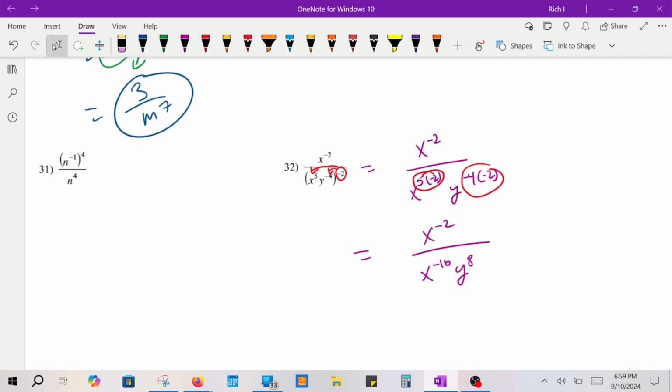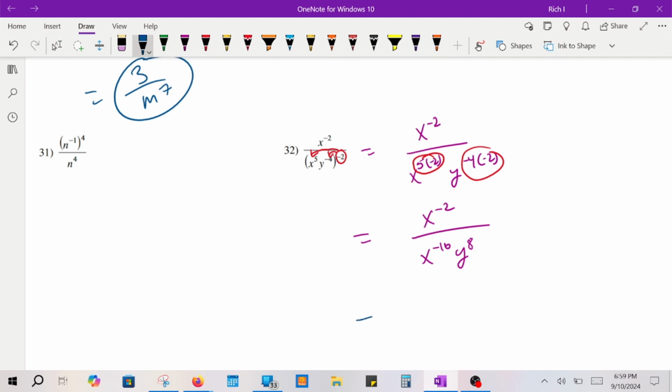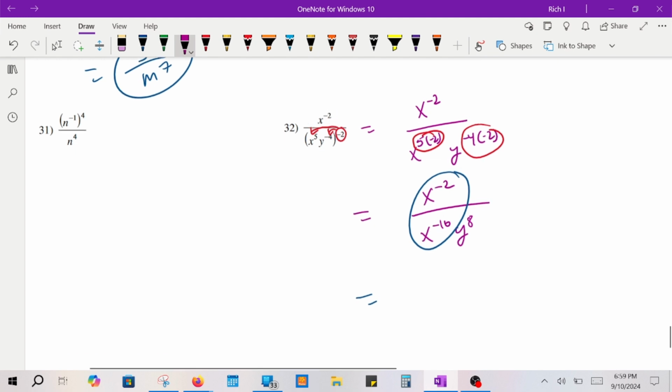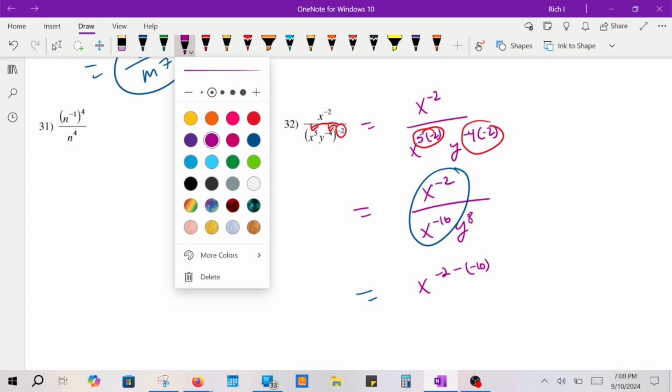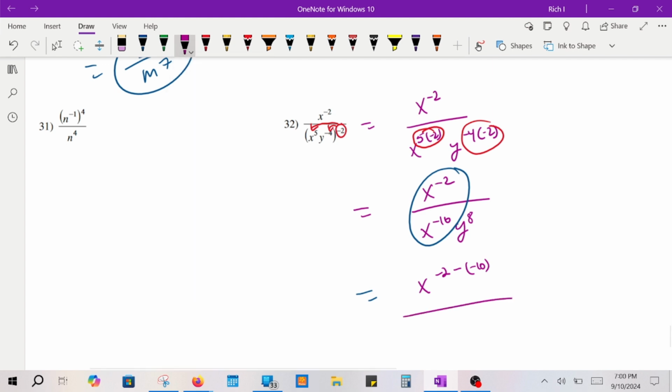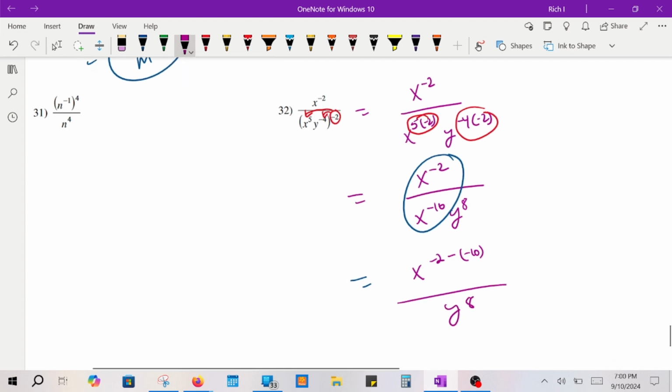Again, we don't want to worry about switching negatives right now, but we're going to take this exponent and subtract this exponent. So we're going to have x to the minus 2 minus a minus 10. Remember, you're subtracting whatever that is, so it's a minus 10. Then we still have a y to the 8 on the bottom. That didn't change. So let's simplify this.